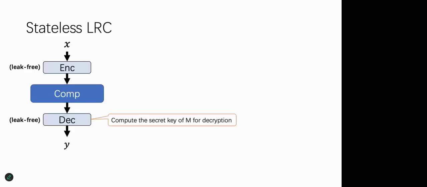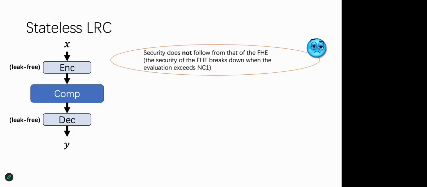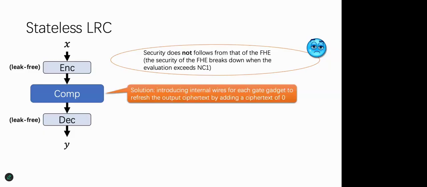Note that computing the secret key is hard for NC1 but easy for polynomial time algorithms. The correctness of our construction directly follows from the correctness of the FHE. But the security does not follow from the security of the FHE. The reason is that the security of the FHE breaks down when the homomorphic evaluation exceeds NC1. To solve this problem, we introduce internal wires for each gate gadget to refresh the output ciphertext by adding ciphertexts of 0.